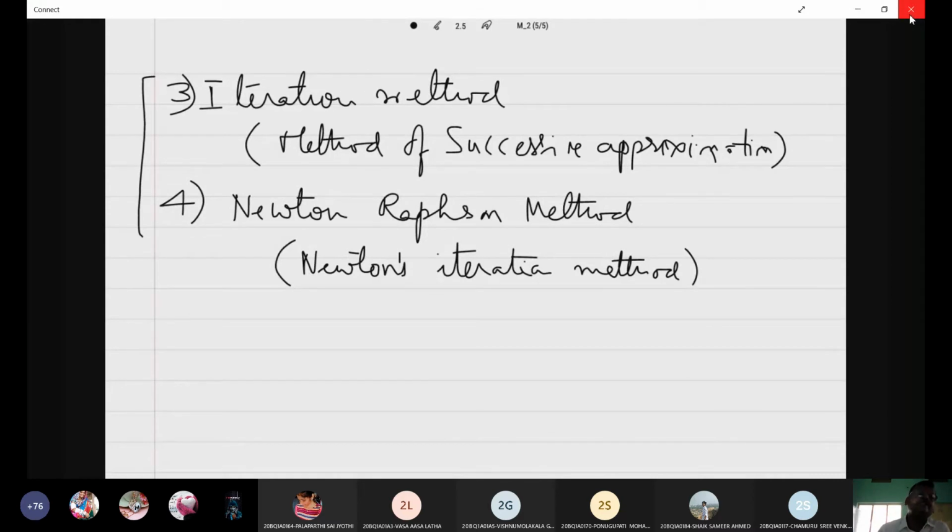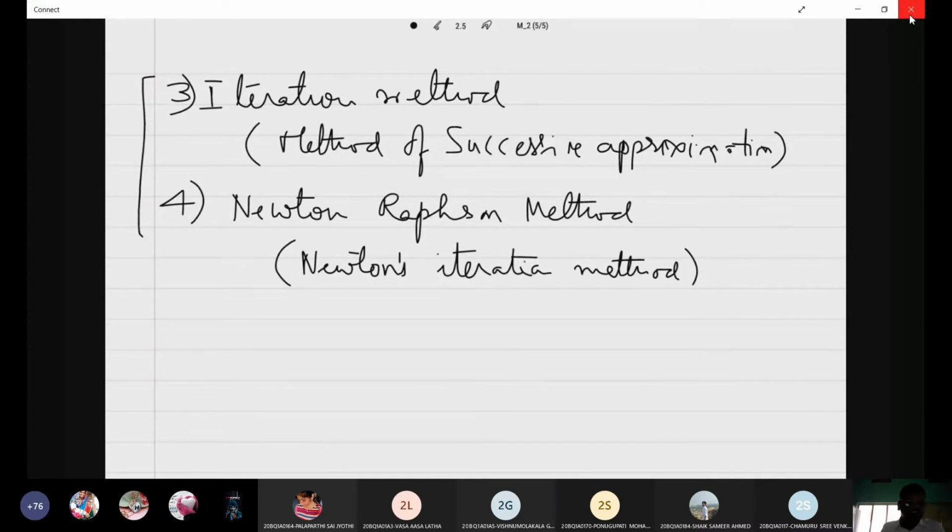So there are so many methods, the secant method and some other methods. But we study in our syllabus only 4 models. Out of these 4 models, 2 belong to the bracketing method, and 2 belong to which method? Open method.